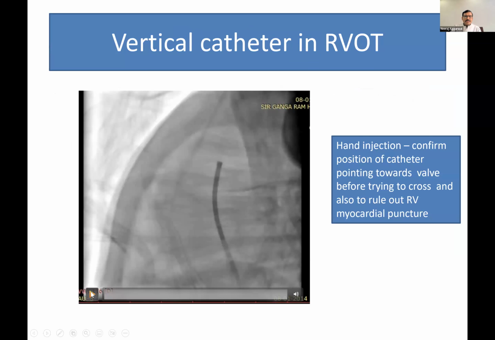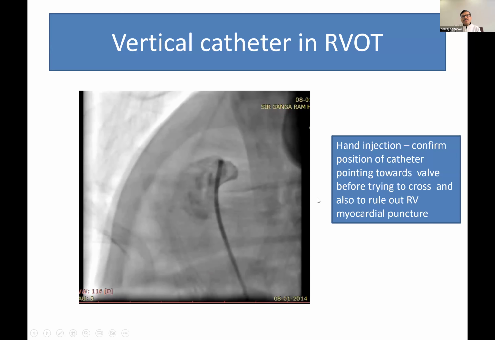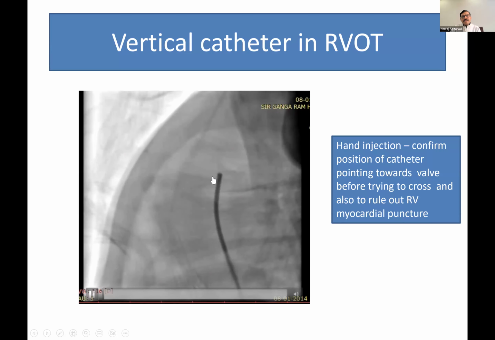Now see this patient, the angio. When you are not able to cross, the valve is here. The catheter is so straight. This slip catheter has no curve, and you have gone straight. This catheter will never allow crossing the pulmonary valve. So when you're not able to cross, just check with a hand injection. Confirm the catheter is pointing towards the valve before trying to push through. This will also rule out that you have not gone through the RV myocardium, into the pericardium, basically.